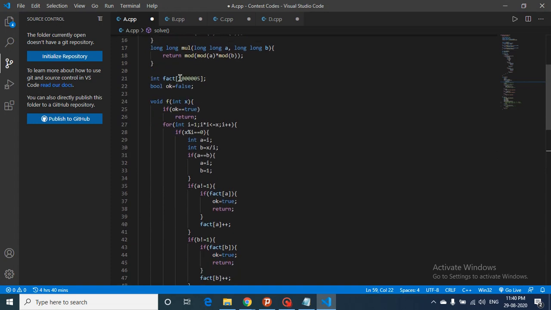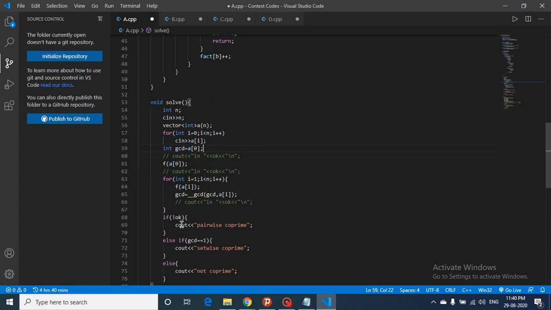So I have made this array of 10 to the power 6 plus 5, okay, and then I will store the factors of this. Then I will iterate from 1 till n, and I will modify the factors of a of I in that original global array, and also I will find out the GCD of this GCD and a of I. So I am iterating over this whole thing in O of n, and this will actually work in O of n under root n.